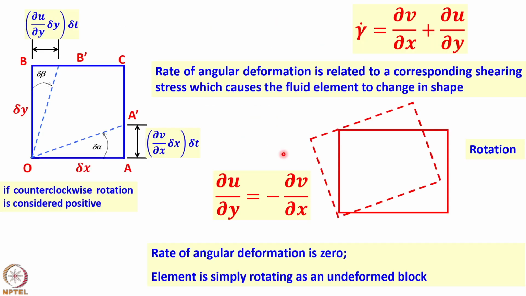This is the shearing strain rate if it is undergoing deformation like this. But of course, if the fluid particle, this OA has rotated in the counterclockwise direction and OB also has rotated in the counterclockwise direction, and if dou u by dou y is equal to minus del v by del x, then it undergoes rotation but not angular deformation. There is no angular deformation in that case, that is 0. The element is simply rotated as an undeformed block, but that is possible only when del u by del y equals minus del v by del x.